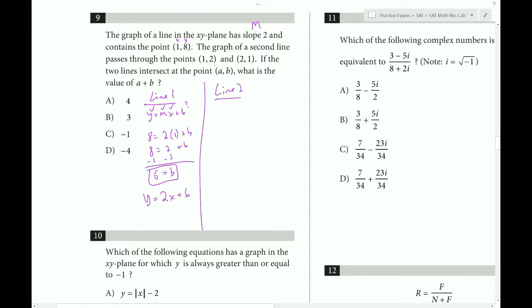So for line 2, we have the point 1, 2 and the point 2, 1. So this time we have to do a point-point situation where we need to actually figure out the slope for ourselves. So we could do y2 minus y1 over x2 minus x1. And that gives us 1 over negative 1, which is equivalent to negative 1.